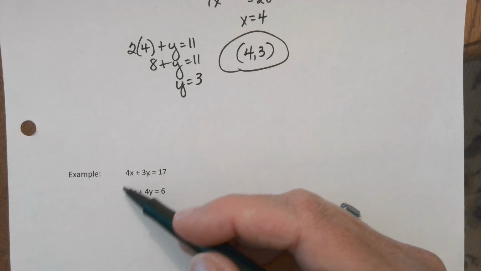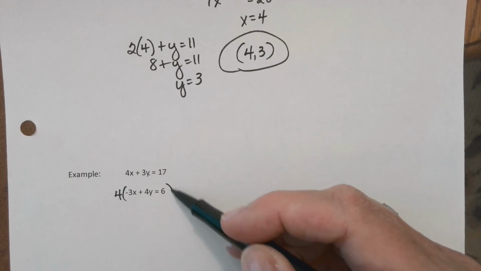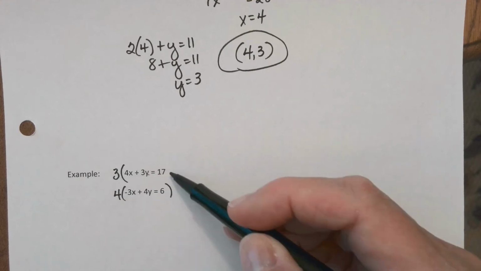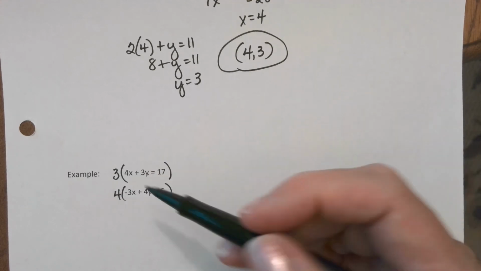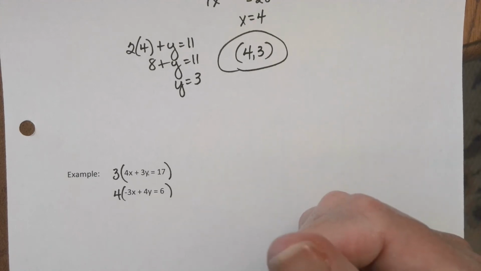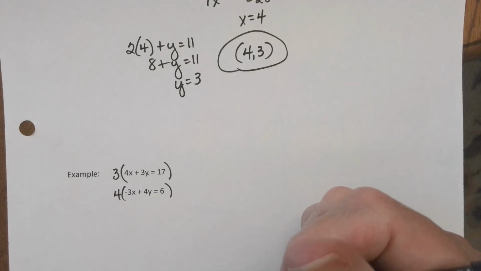So this 4, I'm going to multiply to this one. And this one, I'm going to multiply by positive 3. Now what did I do? I used the 4 and a 3, but I changed one of their signs. Not both of them, just one of them.